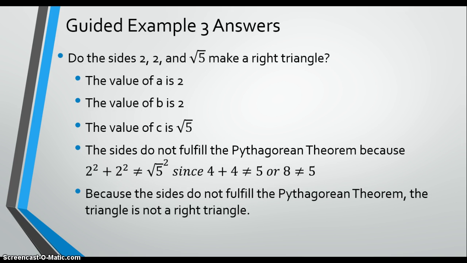And here are the answers. Well, the value of A is 2, the value of B is 2, since they're both the legs. The value of C is the square root of 5. Now the question says, do the sides fulfill the Pythagorean theorem? Well, the sides do not fulfill the Pythagorean theorem because 2 squared plus 2 squared will never equal the square root of 5 squared, because 2 squared is 4, 2 squared is 4, and the square root of 5 squared is 5, so 4 plus 4 will never equal 5 because 8 will never equal 5. And because the sides do not fulfill the Pythagorean theorem, the triangle is not a right triangle.